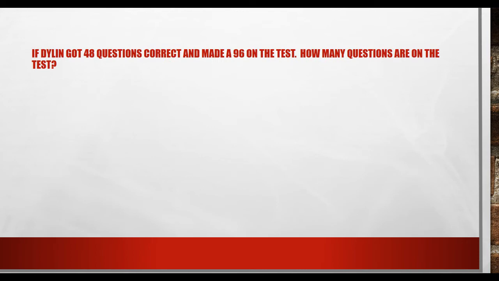Okay, so if Dylan got 48 questions correct and made a 96 on the test, how many questions are on the test? Now, in consideration of the other questions, I'm pretty sure you can probably do this one in your head, but let's set it up anyway. So here we are again, part over whole equals percent over 100. So let's analyze this and see that 48 is the part he got correct. 96 is his percentage. So this time we're looking for the whole thing.